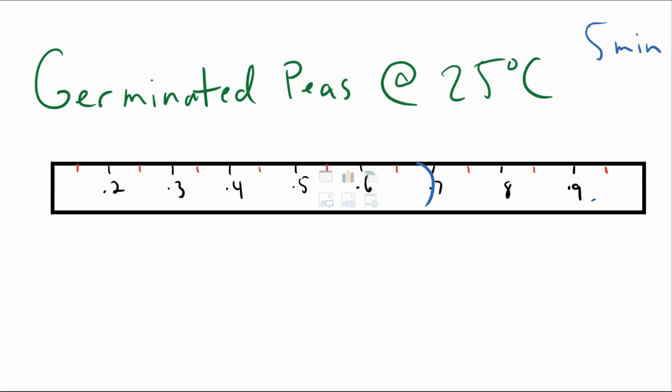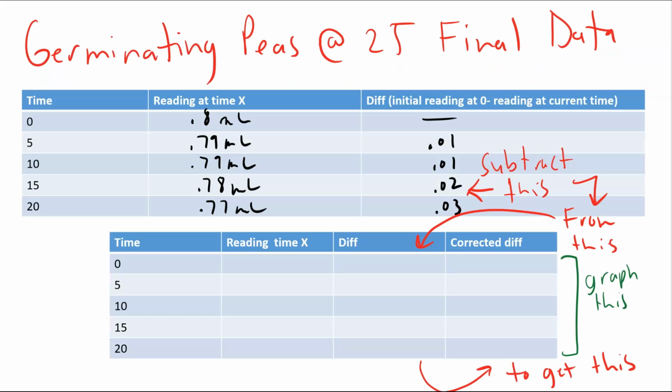There it is at 5 minutes. There it is at 10 minutes, 15 minutes, and 20 minutes. So go ahead and fill out your data table here. I'm very specific in what I want you to do here. Okay, so you're going to take this data right here.